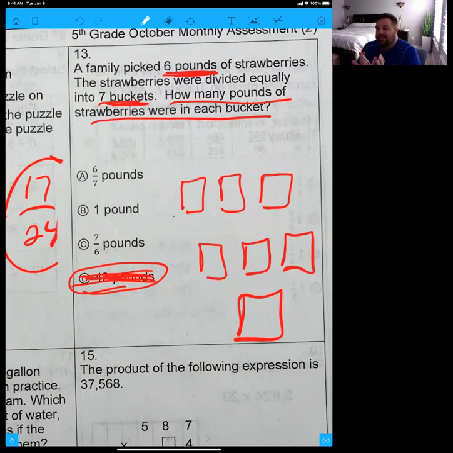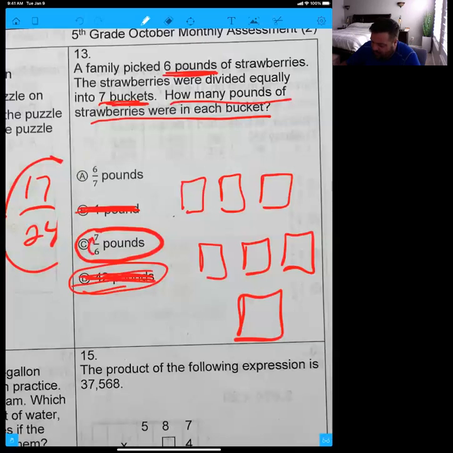There's 7 buckets and 6 pounds of strawberries. Will each bucket get more than 1 pound of strawberries? The answer is no. So B doesn't make sense because that's saying there would be at least 7 pounds of strawberries. And you need to understand that this is a division problem.